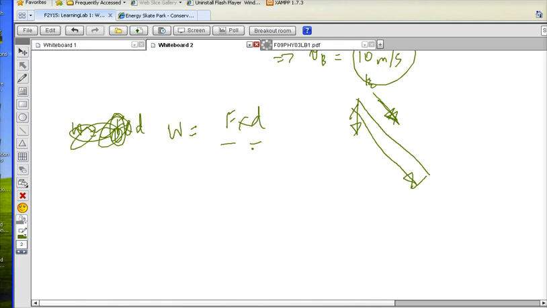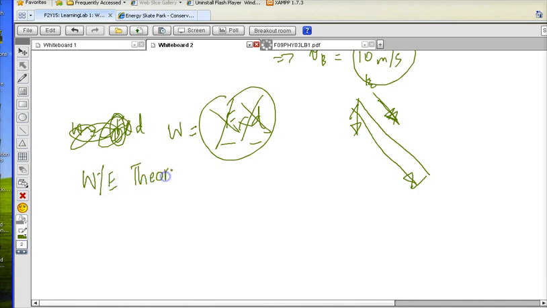You can't, right? This is the formula. You don't know what is force, you don't know what is distance. How are you going to figure this out? So clearly that's not the approach. What you're going to have to use is the work kinetic energy theorem.